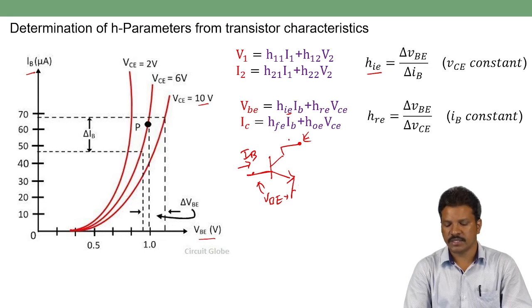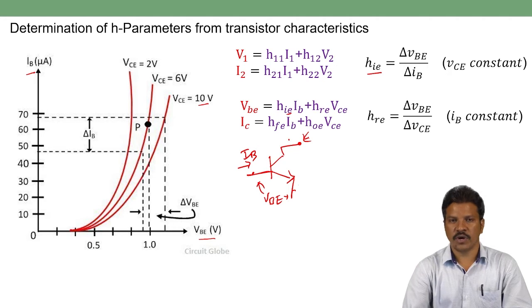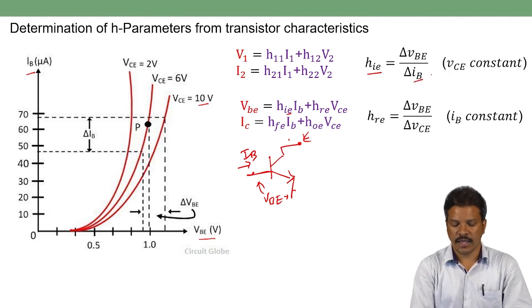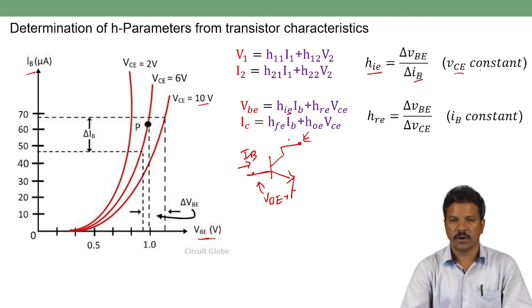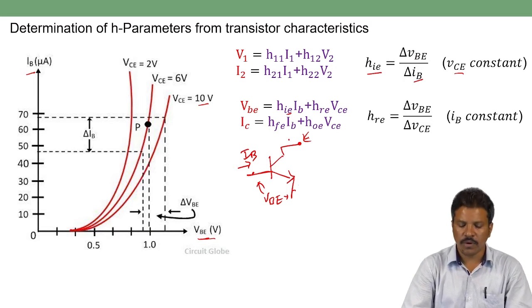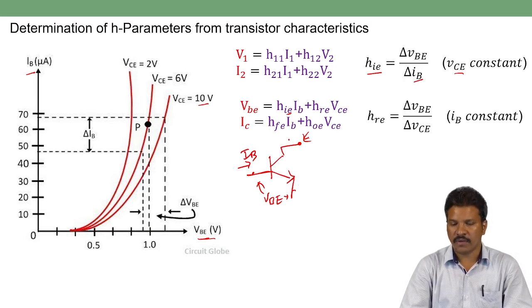Generally, HIE is nothing but input impedance in common emitter configuration, which is defined as the ratio of change in input voltage to the change in input current. Here input voltage is VBE, so it is delta VBE by delta IB, keeping VCE constant. What does keeping VCE constant mean? The ratio of delta VBE by delta IB is taken on one constant graph.